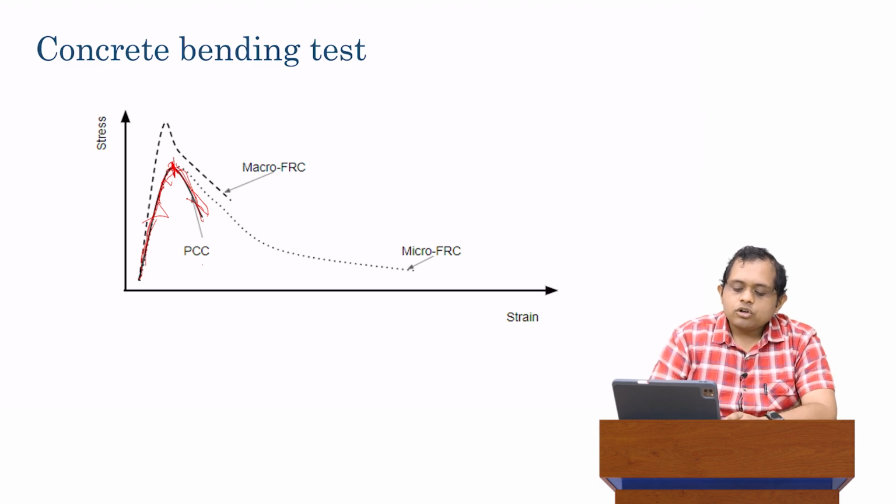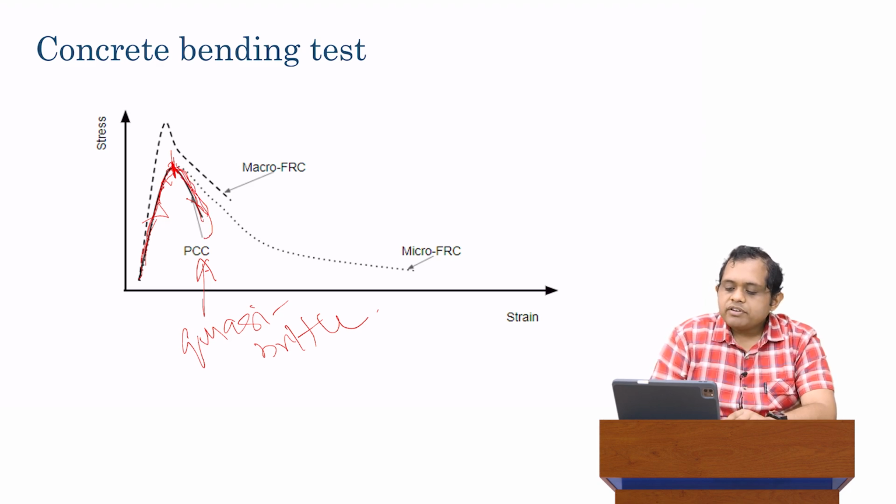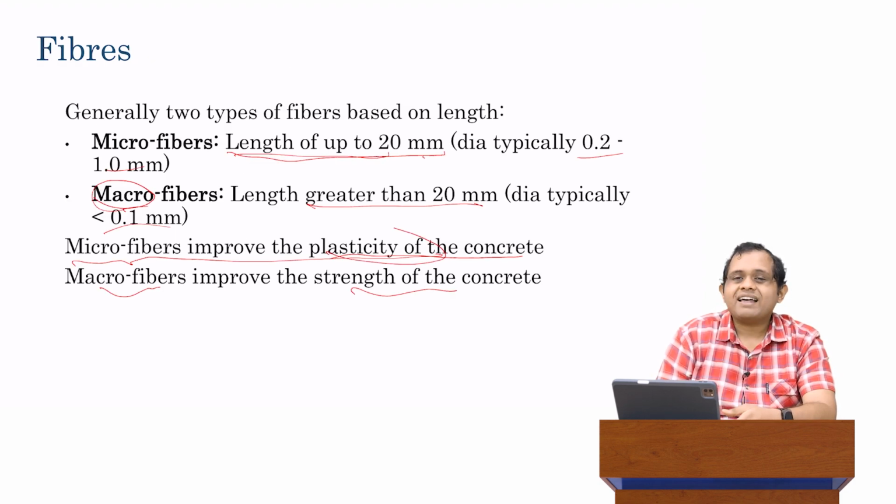So PCC, or just plain concrete, is what we sometimes call a quasi-brittle material. What that means is that after the peak stress is reached, the strength of the concrete goes down very rapidly, so the stress falls very quickly. The effect of adding microfibers is that the post-peak behavior tends to get stretched out much more. This is what I wrote here, the plasticity.